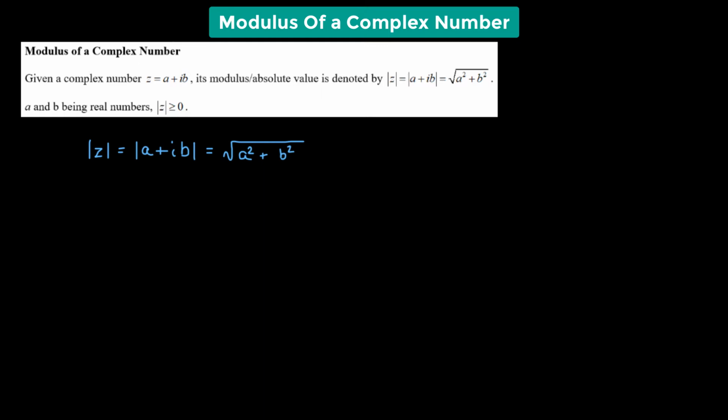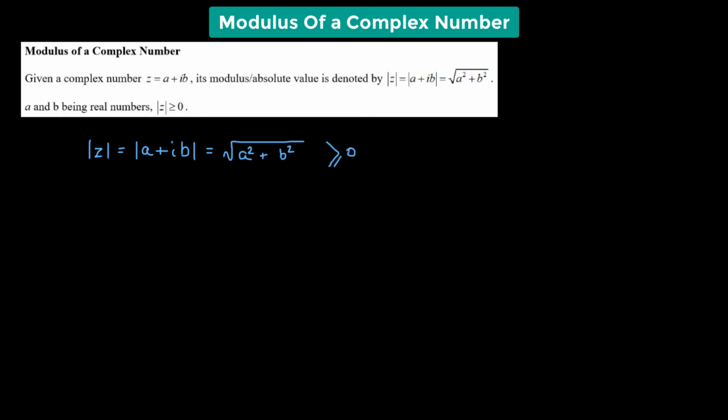Now, these things will become clear when we do the geometrical interpretation of complex numbers, but that will come a while later. So let us stick to how to calculate the modulus of a complex number. One more thing here: it's mentioned that a and b are real numbers. So the sum of the squares of real numbers is going to give us a real number, and the square root of that real number is always going to be greater than or equal to 0.